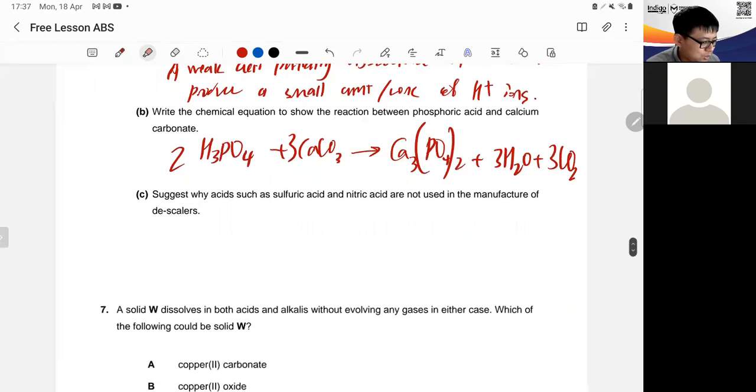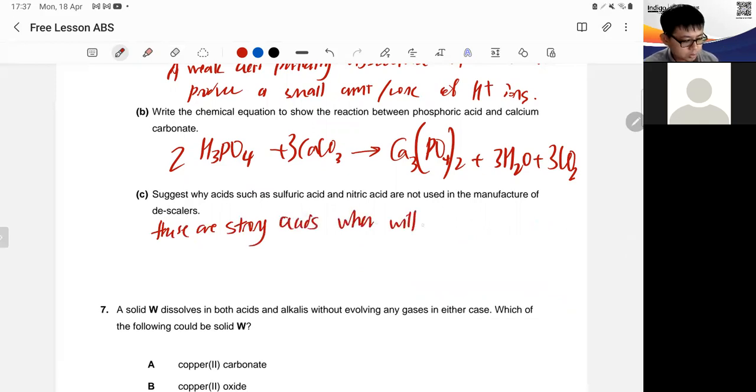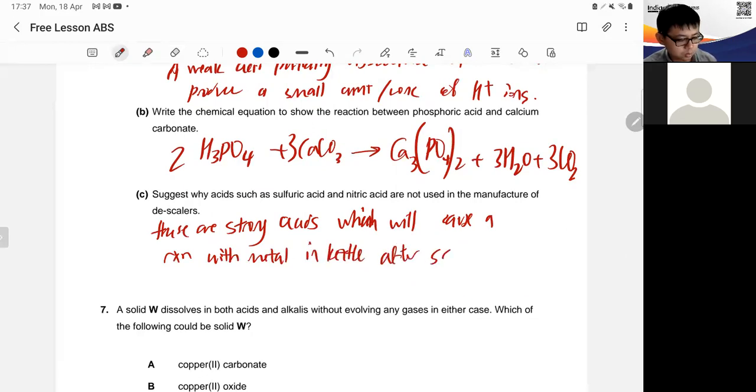So let's use the answer. These are strong acids. Sulfuric acid and nitric acid are strong acids, which will cause a reaction with the metal in the kettle after the scale is removed. So that's that.